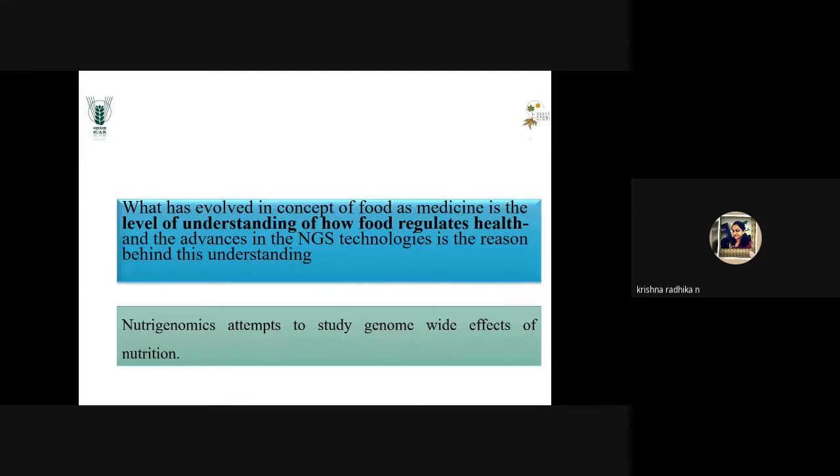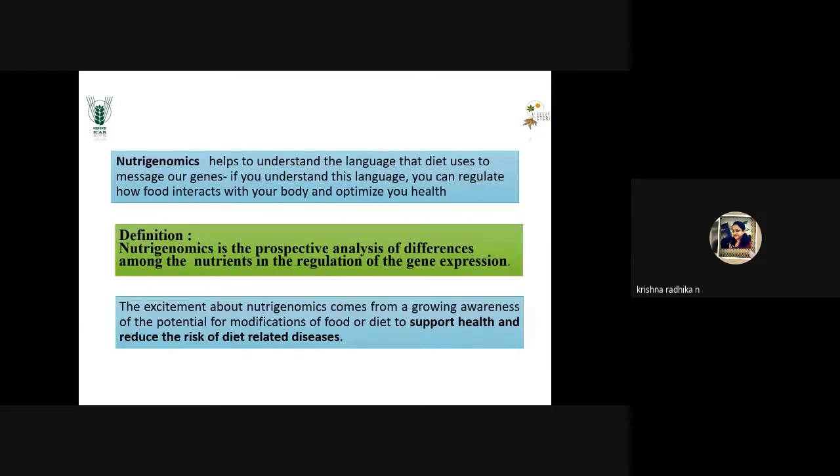Nutrigenomics attempts to study the genome-wide effects of nutrition. Or in other words, nutrigenomics helps to understand the language that diet uses to message our genes. If you understand this language, you can regulate how food interacts with your body and optimize your health.